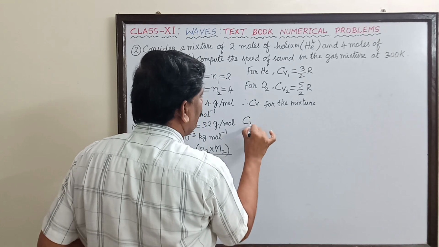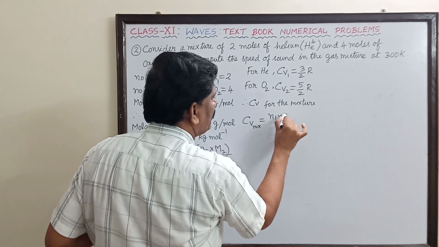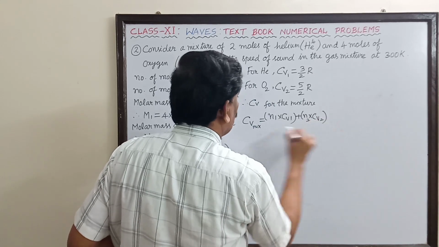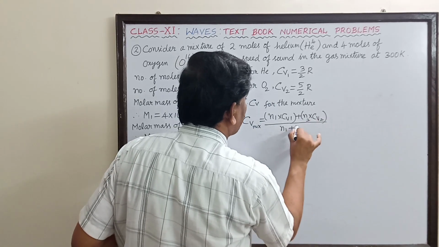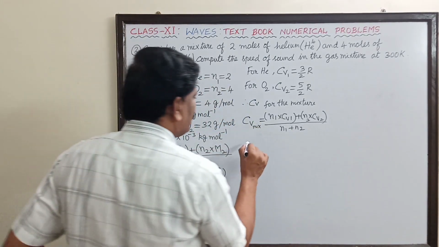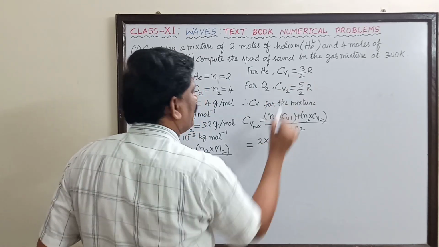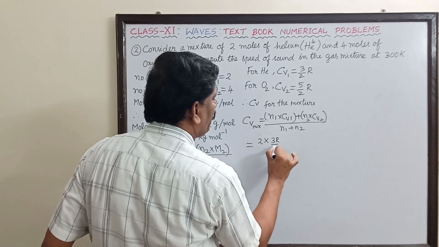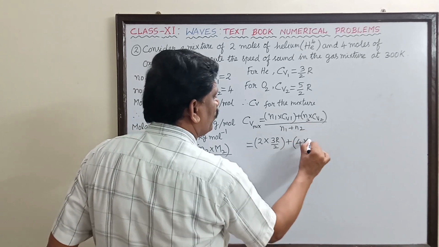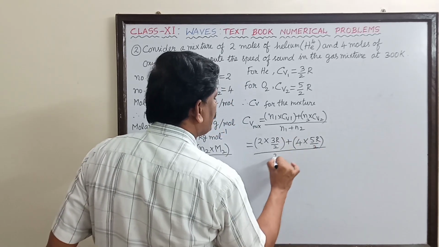Therefore, Cv for the mixture of the two gases we have to find out. That is denoted as Cv for the mixture. So this is N1 into Cv1 plus N2 into Cv2, whole divided by N1 plus N2. These formulas you have to write and practice. Now children, N1 is 2 into Cv1, which is 3R by 2, plus 4 moles, N2 equal to 4 moles, into 5R by 2, whole divided by 2 plus 4.